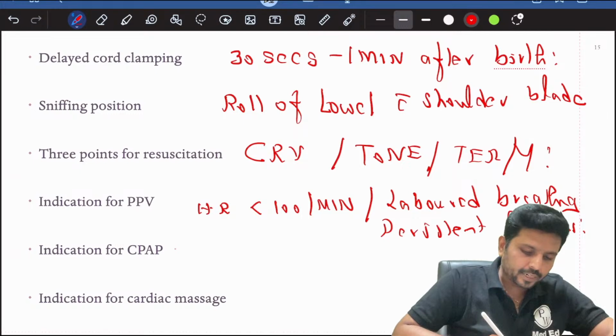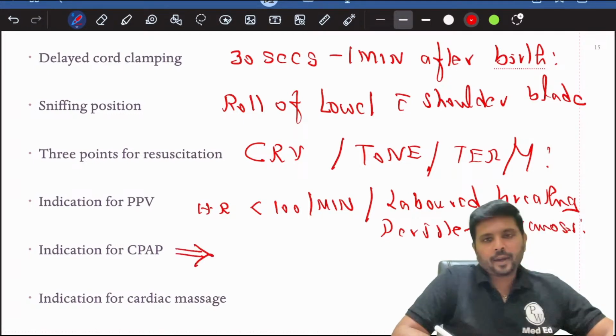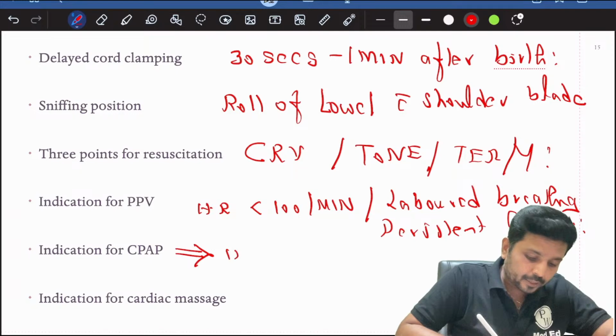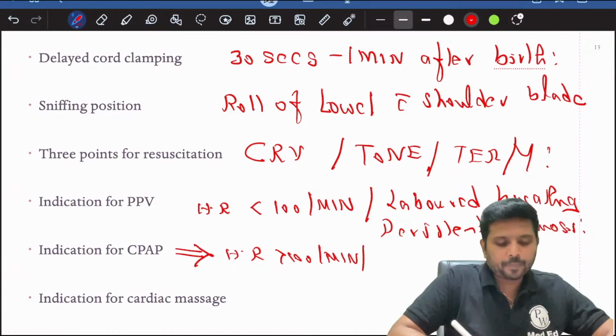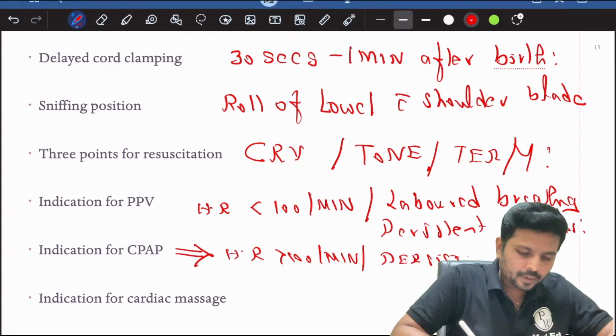Okay, what is the indication for CPAP? Again, indication for CPAP is heart rate more than 100 per minute, and then persistent tachypnea.